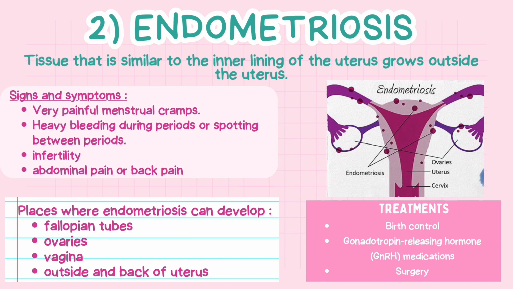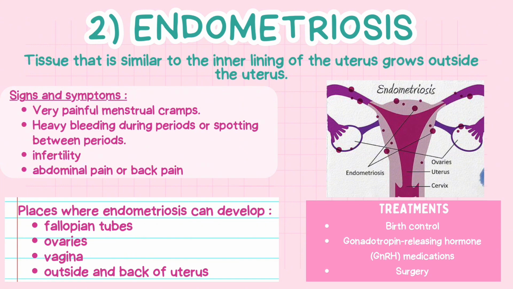The second one that I'm going to share is endometriosis. Endometriosis is a condition where the tissue that is similar to the inner lining of the uterus grows outside of the uterus. The signs and symptoms include very painful menstrual cramps, heavy bleeding during periods or spotting between periods, infertility, and also abdominal pain or back pain.